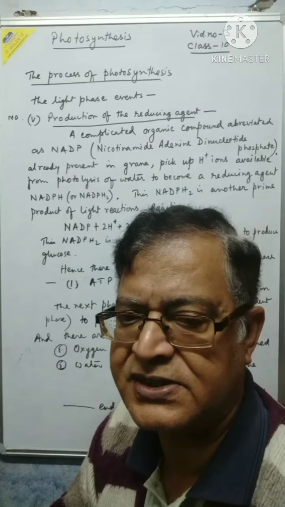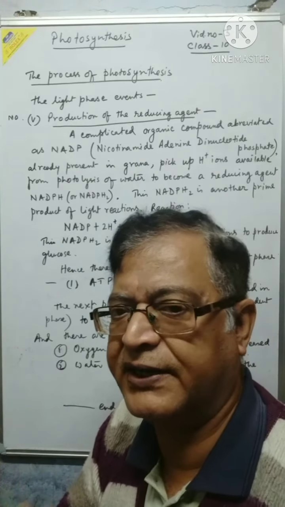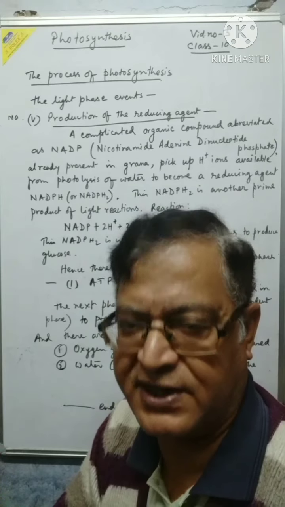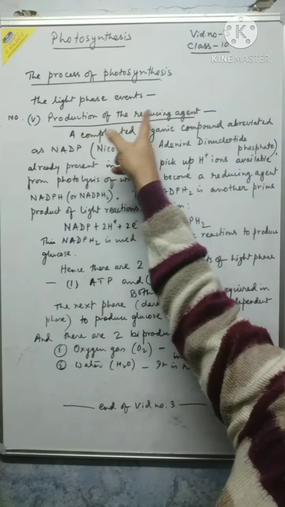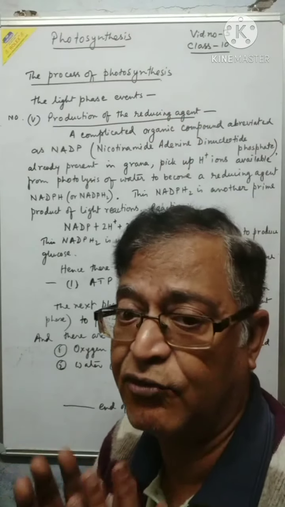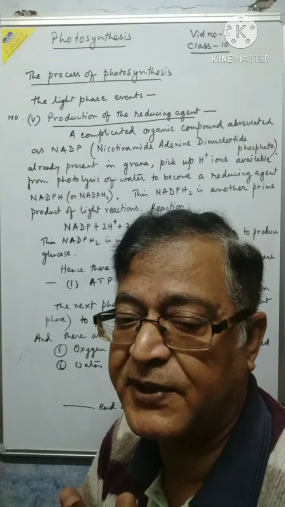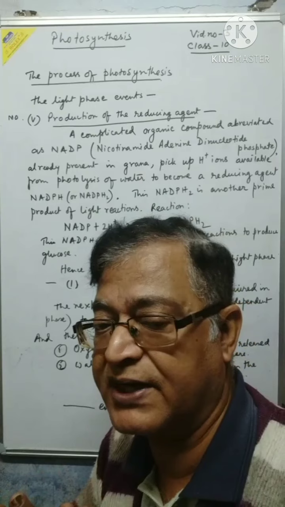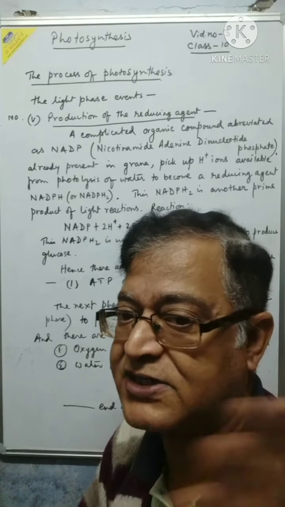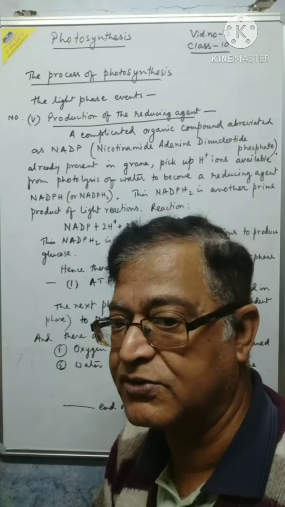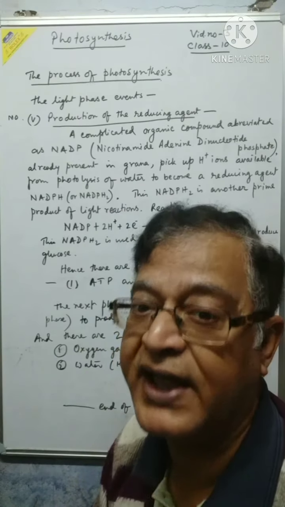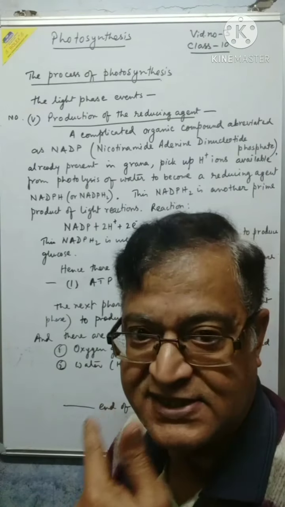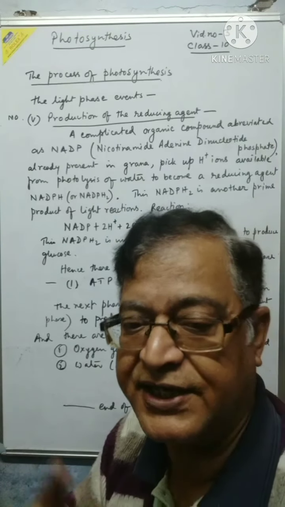When the water is split, there is production of the reducing agent. When the water is split, it produces H plus and OH minus ions. OH minus, you have already seen, produces oxygen and water molecules. What happens to H plus? The answer is this: it produces a reducing agent.